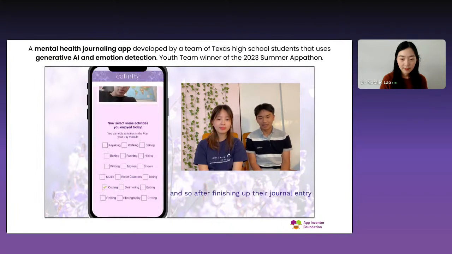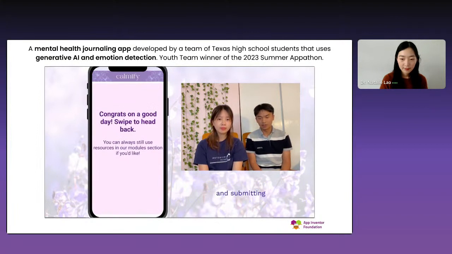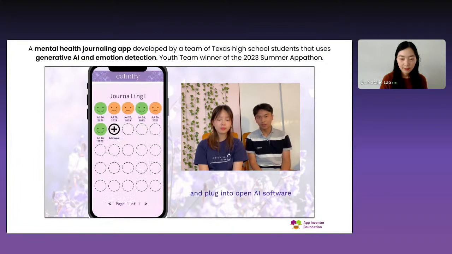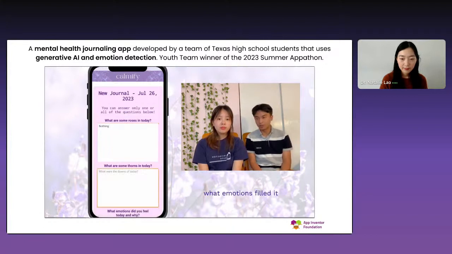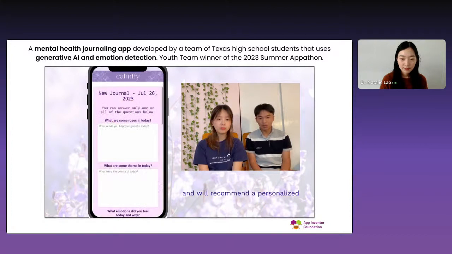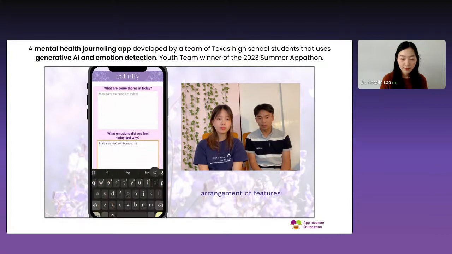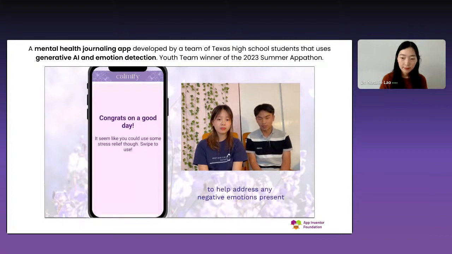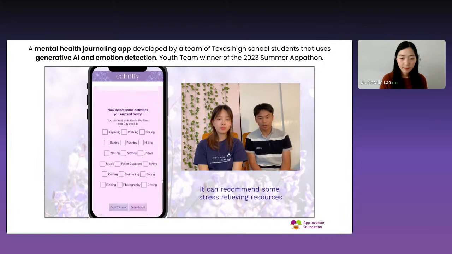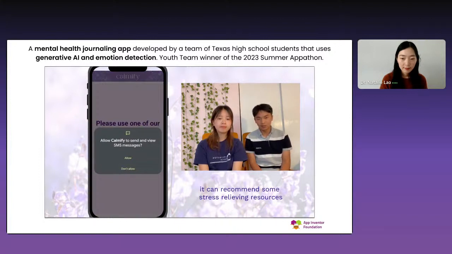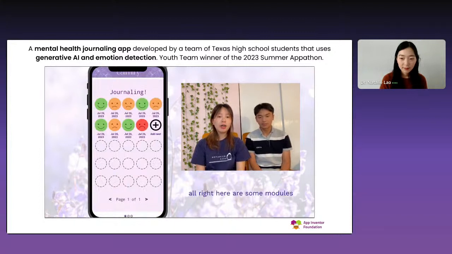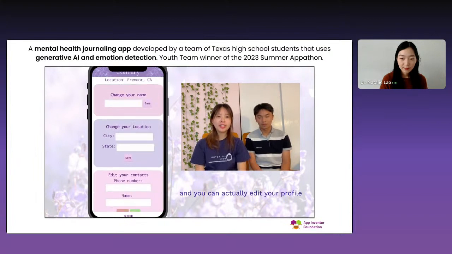And so after finishing up their journal entry and submitting, the app will take the journal entry and plug it into OpenAI software to detect how the day was, what emotions filled it, loneliness, happiness, stress, for example, and will recommend a personalized arrangement of features to help address any negative emotions present. If it's a happy day, it might just congratulate the user. If it was a stressful one, it could recommend some stress-relieving resources, and we will be going over these resources next. All right, here are some modules, and you can actually edit your profile.